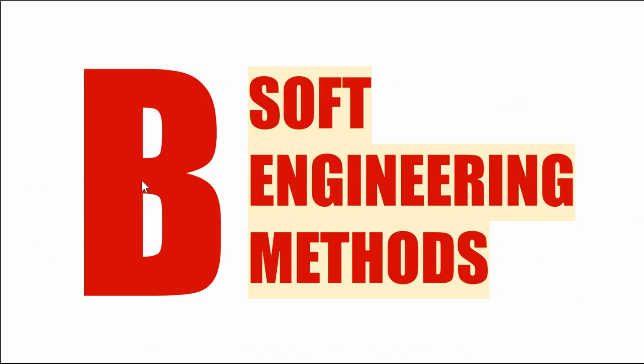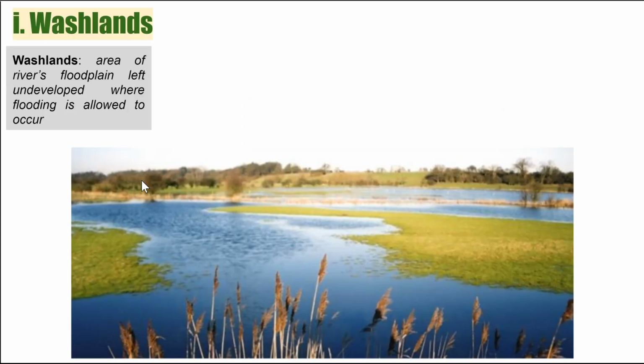Right, let's jump in then and take a look at our soft engineering methods. The first one is the term washlands. This is the area of the river's floodplain left undeveloped where flooding is allowed to occur. Now, the main benefit of this is that it allows for a natural store of water in the drainage basin. This is where it is working with the natural processes.